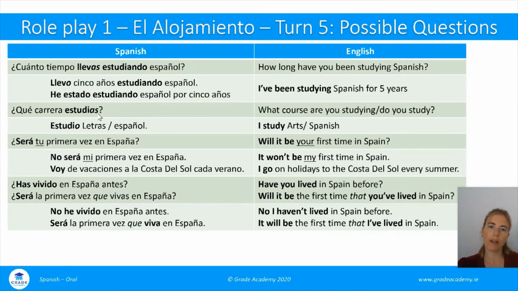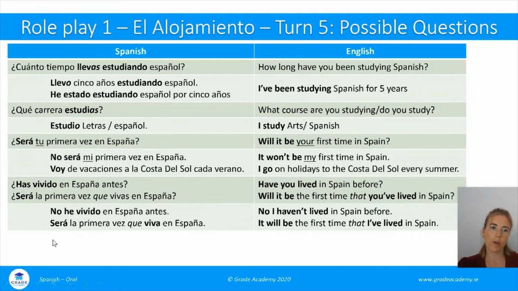¿Será tu primera vez en España? Will this be your first time in Spain? ¿No será mi primera vez en España? Or voy de vacaciones a la Costa del Sol cada verano. It won't be my first time in Spain. I go on holidays to the Costa del Sol every summer. As you can see, the English is given to you here.